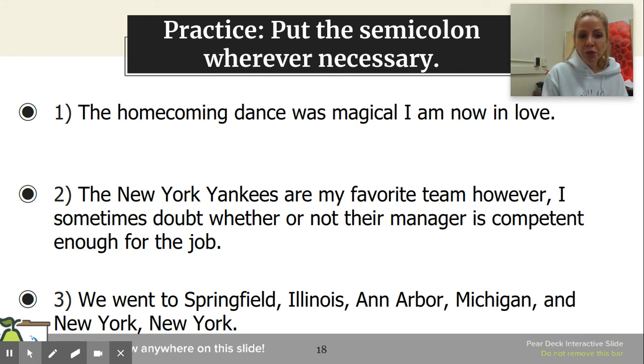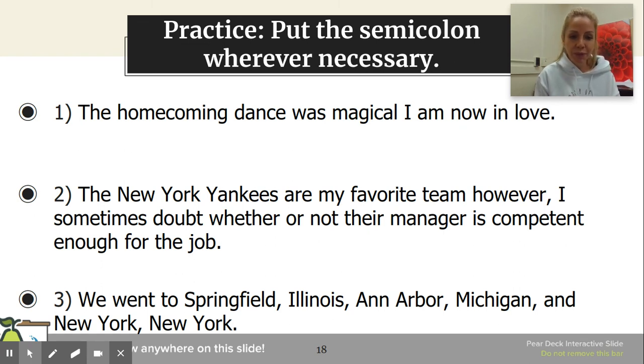In sentence number 2, the New York Yankees are my favorite team. That's my complete sentence. Semicolon, transition, comma. However, I sometimes doubt whether or not their manager is competent enough for the job. So semicolon before, however, don't capitalize, however, comma after, okay?